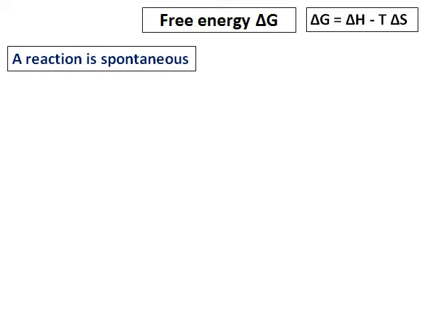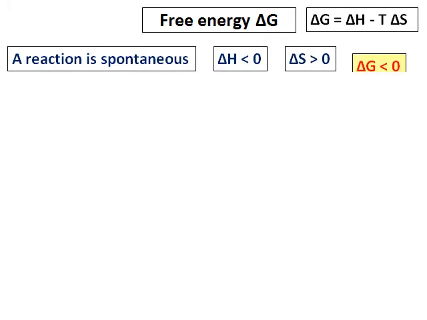So this video is going to focus on free energy, and the formula for the change in free energy is delta G equals delta H minus T delta S. Free energy is the one which really determines whether the reaction is spontaneous or not. We know that from delta H and delta S, a reaction is spontaneous when delta H is less than 0 and delta S is greater than 0.